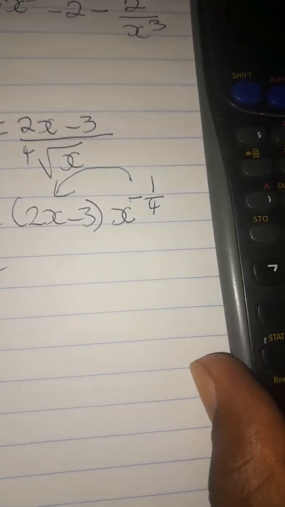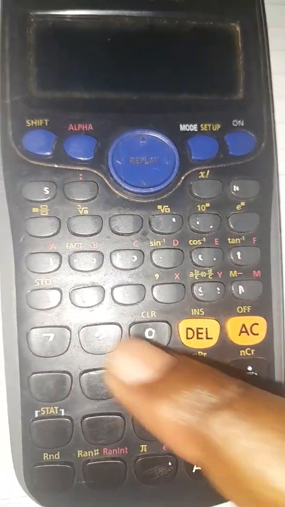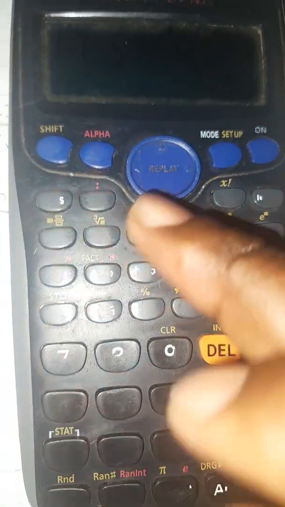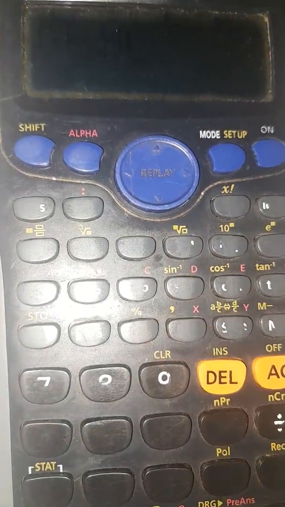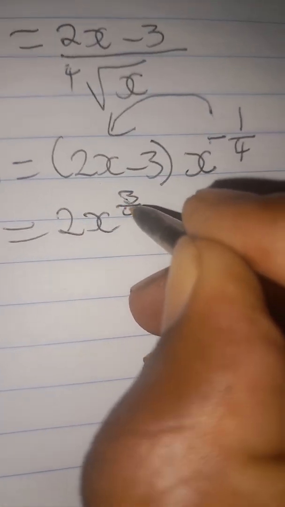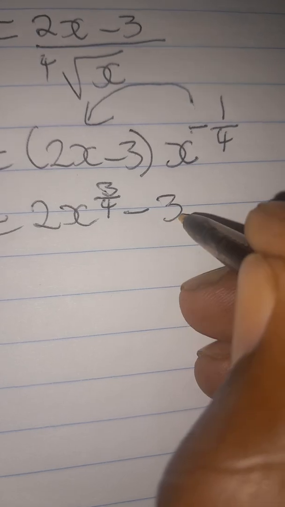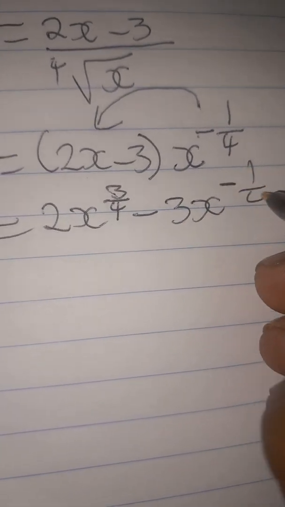Since the bases are the same, we are going to add the exponents then. So we are going to say 1 plus negative 1 over 4. Let's see, what are we going to get there? We are getting 3 all over 4. So in other words, it will be 2x to the power of 3 over 4, and then negative 3 multiplied by x to the power of negative 1 over 4. It will be negative 3x to the power of negative 1 over 4.